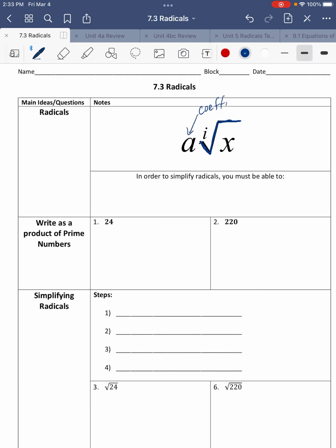Typically it's a number, but it could be a variable also. The I, where that is, that's going to be your index. So a lot of times I'll say it's a square root. We don't usually write the 2 there, but that is the square root. Any other number would be, say, a cube root. So you're looking at the index to tell what kind of root it is. So it's a 4th root.